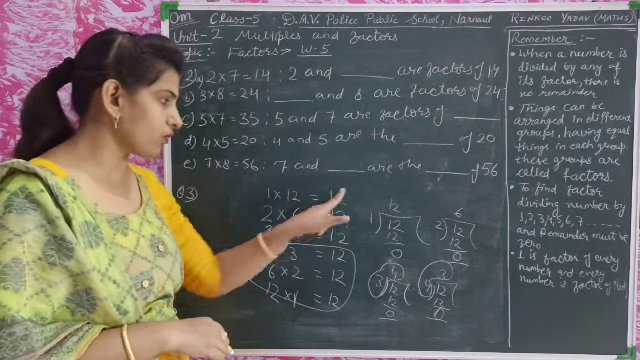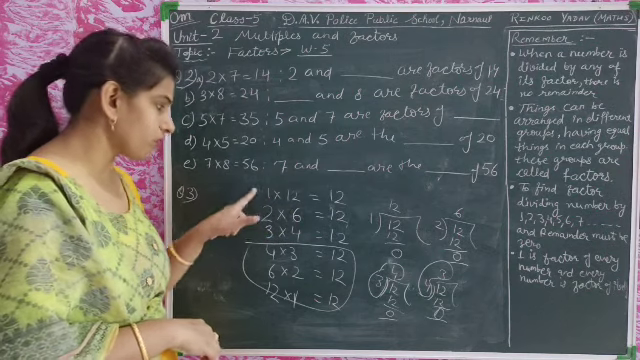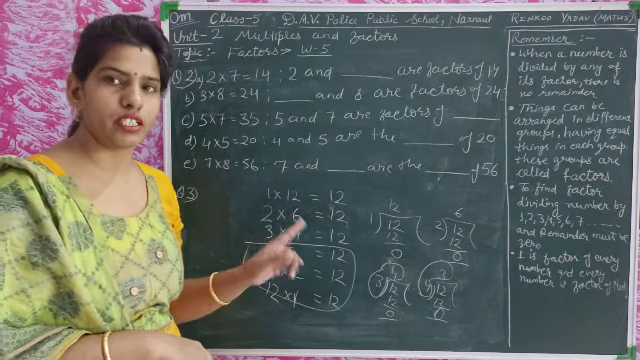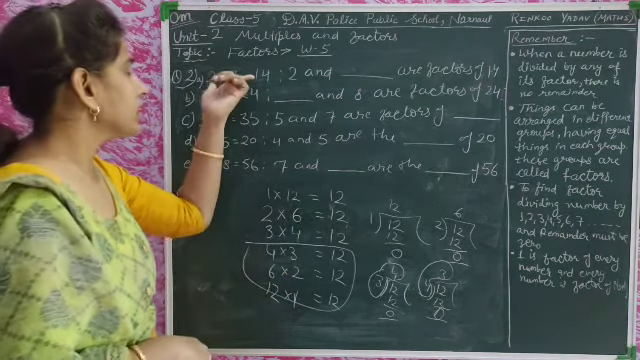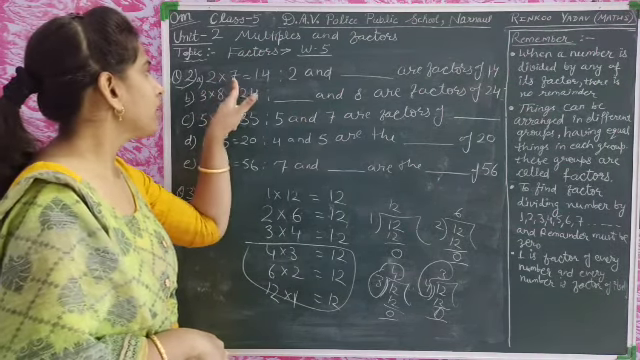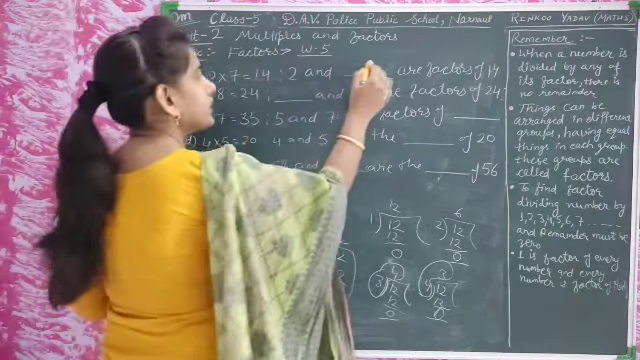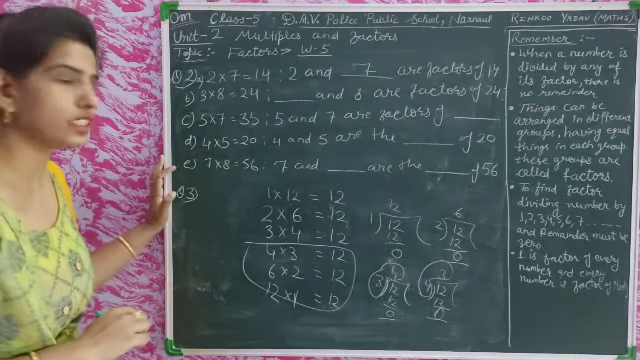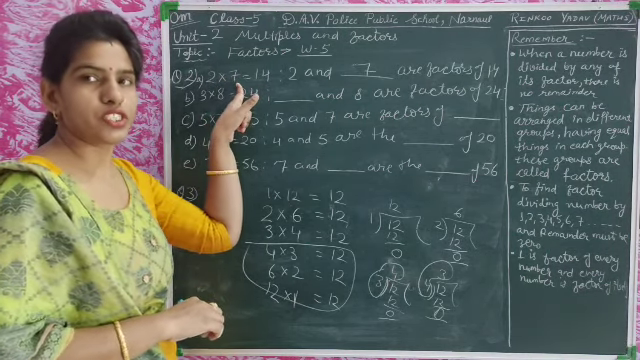These are the factors of 12 because if we divide 12 by these numbers 1, 2, 3, 4, 6 and 12, then the remainder is 0 always. Is it clear, students? So there is the number here. 2 into 7 is equal to 14. It means 2 and 7 are factors of 14. 2 and 7 both are the factors of 14.